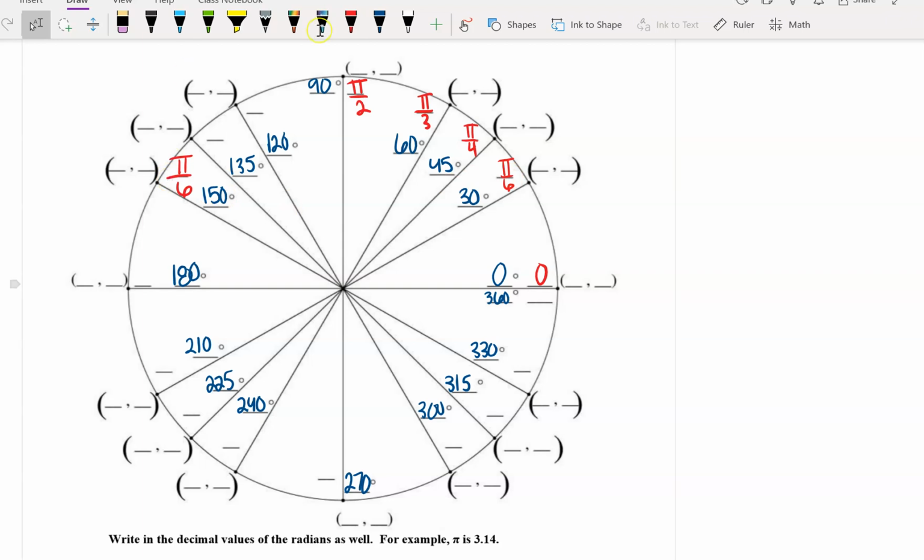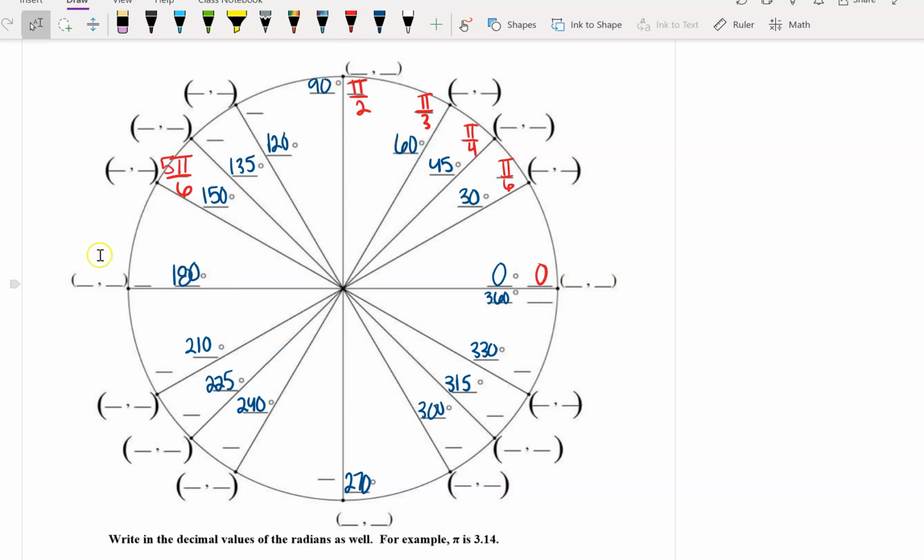Except it can't be just pi over 6 because it's in quadrant 2. So we have to count up from there. We don't want 2 pi over 6, we don't want 3 pi over 6 because those both reduce. 4 pi over 6 also reduces. So 5 pi over 6 is the next best one.